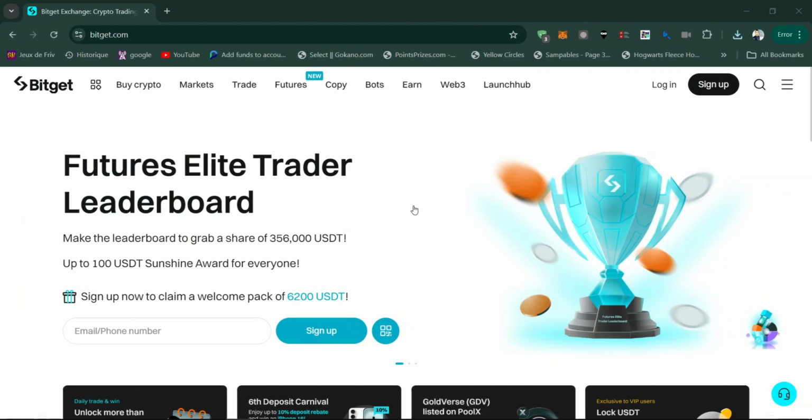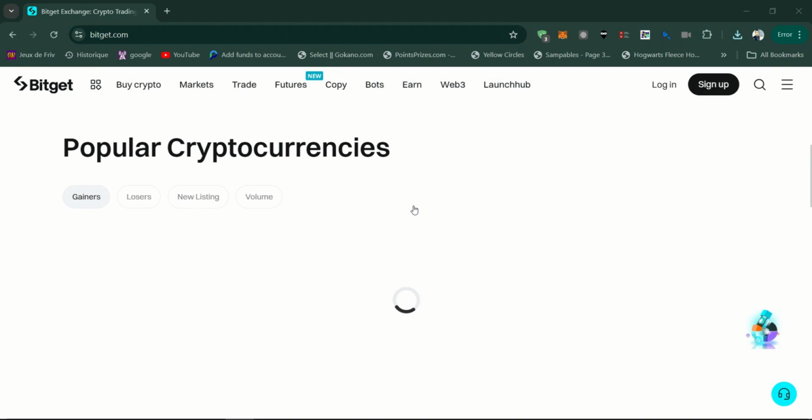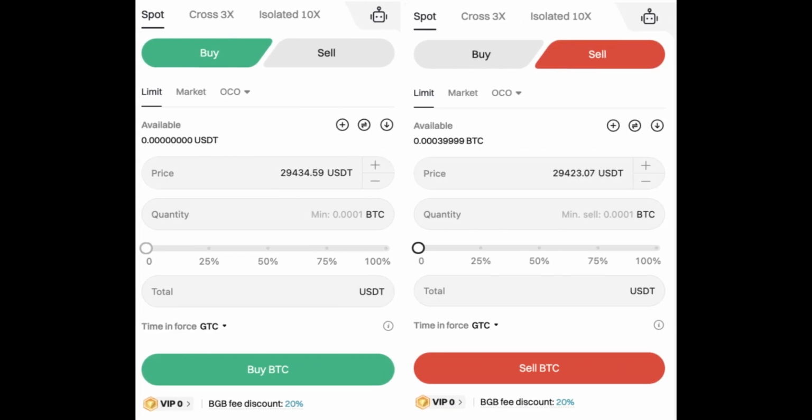Bitget Trading Guide for Beginners. Welcome to Bitget, a leading global exchange in the blockchain and Web3 sector. Whether you're a novice or seasoned trader, Bitget offers a range of products and services to support your crypto trading journey. This guide will provide you with an overview of Bitget spot trading and Bitget futures trading to help you get started.